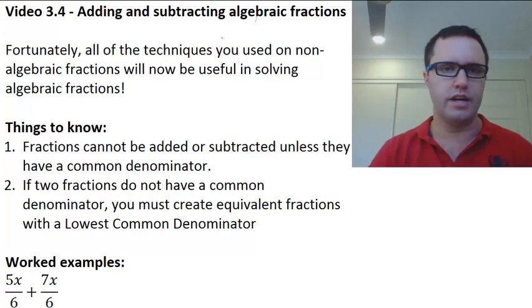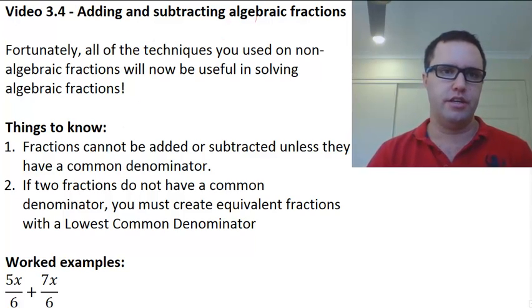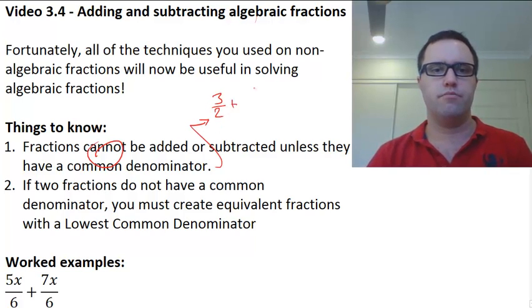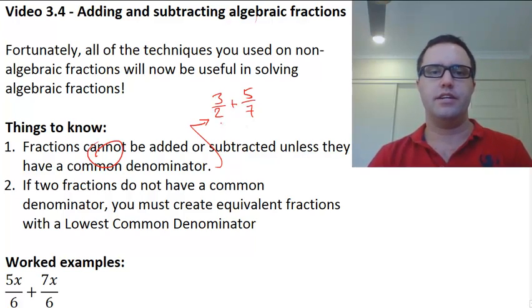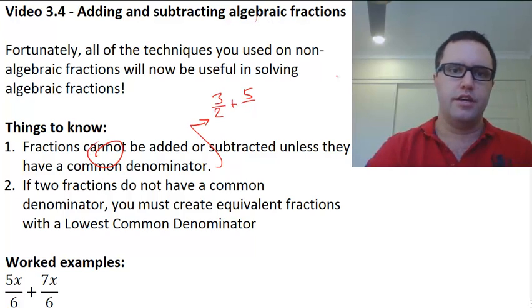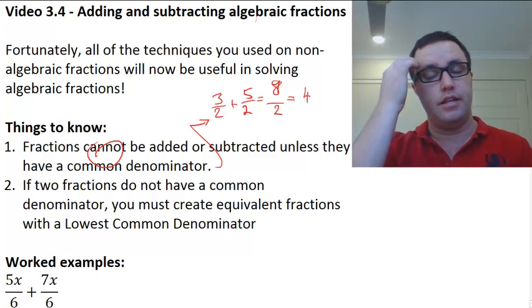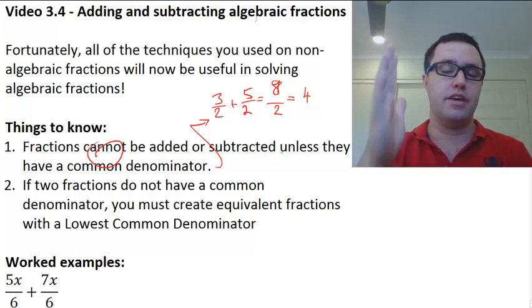Okay? Right. So first off, a couple of things to know is that remember that fractions cannot be added or subtracted unless they have a common denominator. Okay? So remember with a normal fraction, if it was 3 over 2 plus 5 over 7, we can't carry that out. They do not have the same denominator, so we can't do it. If it was instead 3 over 2 plus 5 over 2, we could, because we just add those together and get 8 over 2, which is equal to 4. Please remember that if the denominators are not the same, you cannot add or subtract them.